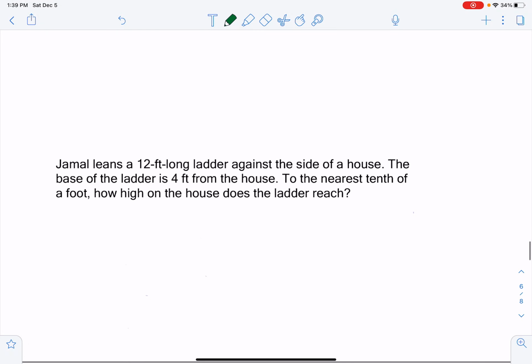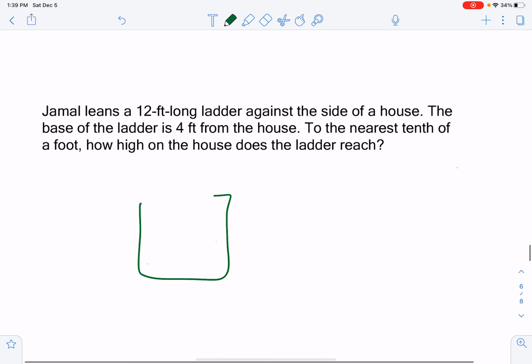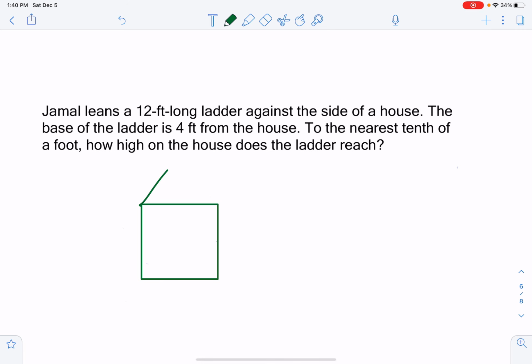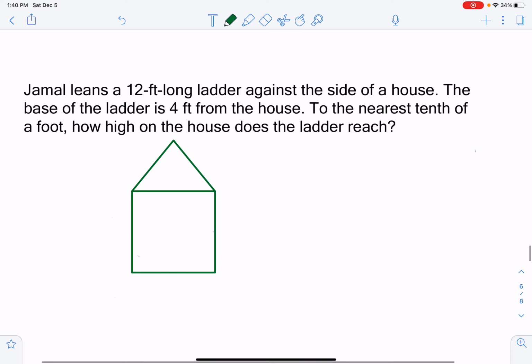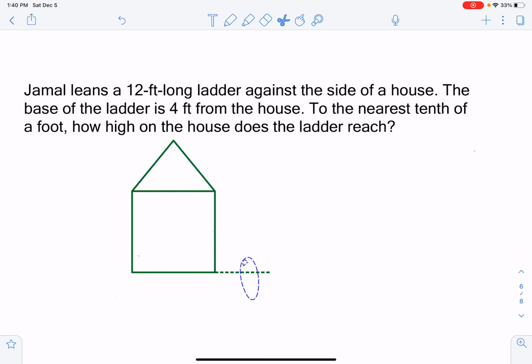Let's keep going. Here's a little application. Jamal leans a 12-foot ladder against the side of a house. You guys are getting to see my beautiful house drawing skills, aka thank you, Notability, for drawing a triangle for me. The base of the ladder is 4 feet away from the house. So from here to here is 4 feet. And they know that the ladder is 12 feet long.